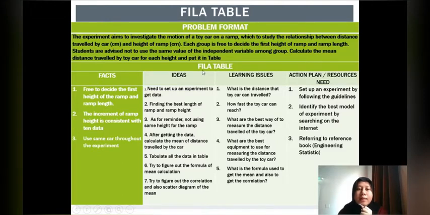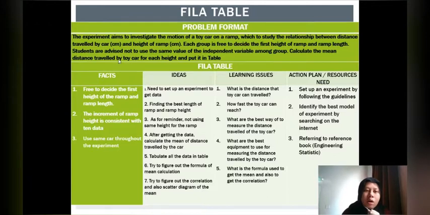Calculate the mean distance traveled by the toy car for each height and put it in a table. In the FILA table we have four different things, which are facts, ideas, learning issues, and action plans or resources needed.